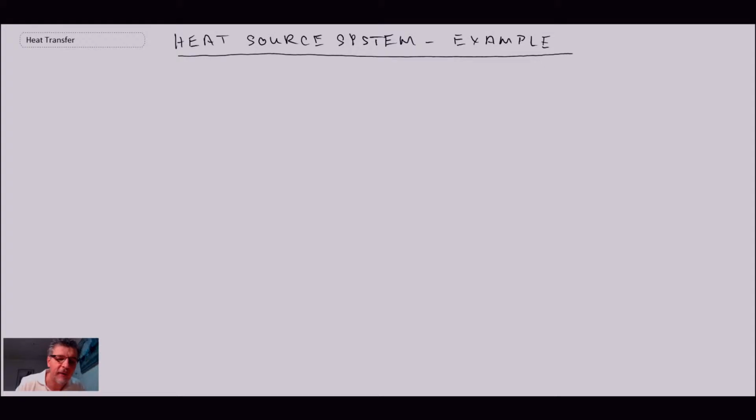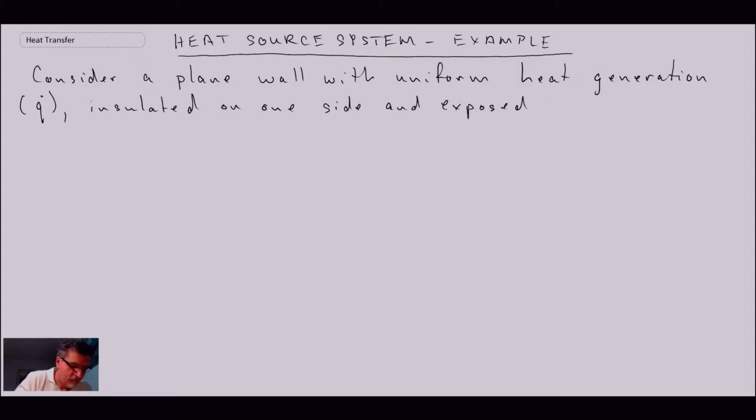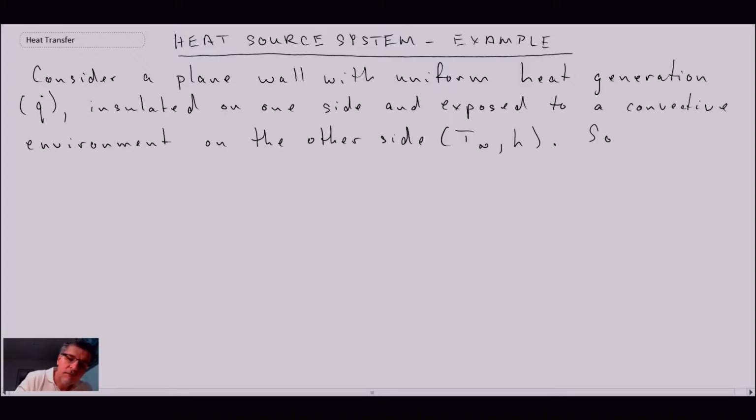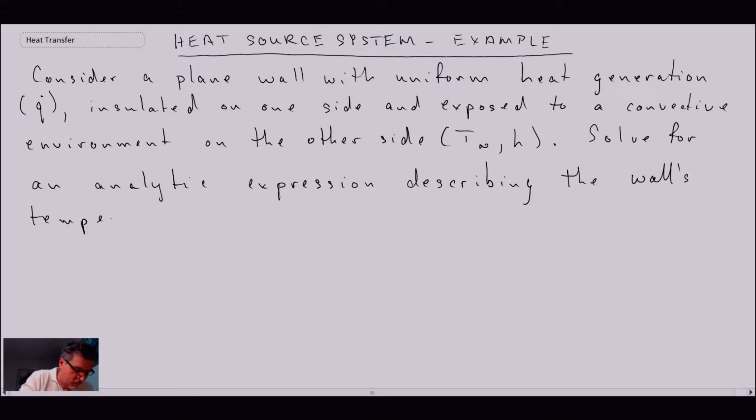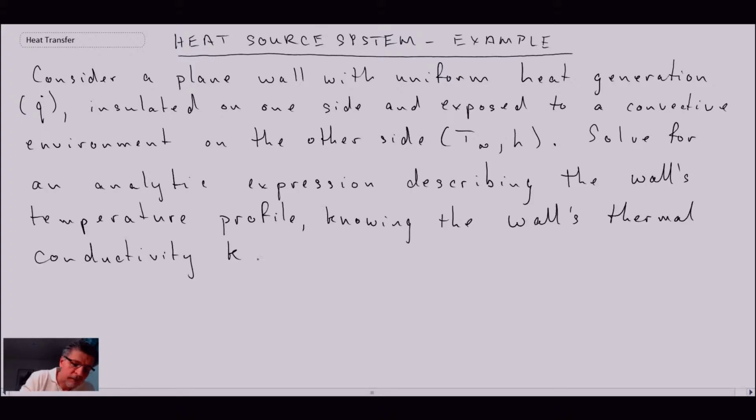So let me write out the problem statement. Okay, so there's our problem statement. What we have is a plane wall, and we're told that it has uniform heat generation, and the heat generation rate in watts per meter cubed is q dot. We're told that it is insulated on one side, so that is a piece of information, and then the other side is exposed to a convective environment, and the conditions of that convective environment are T infinity and h.